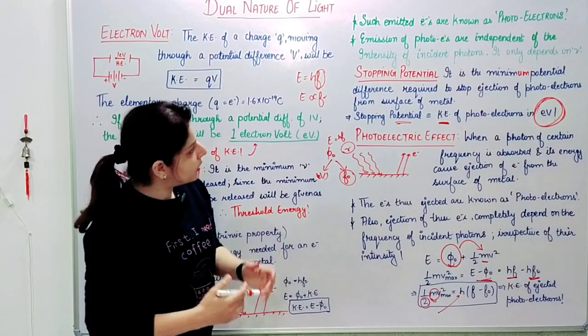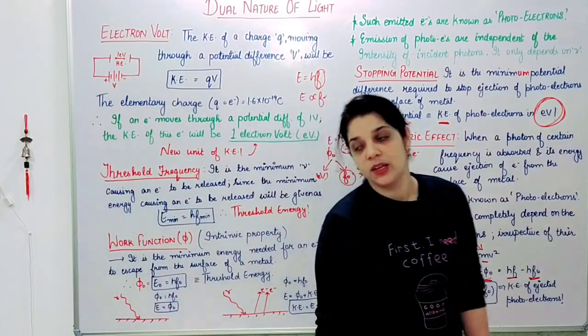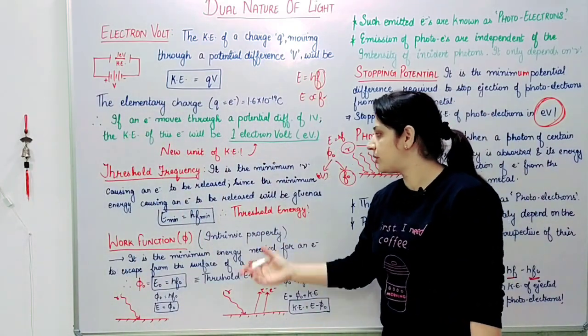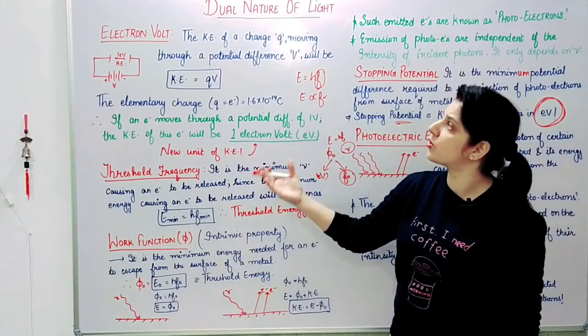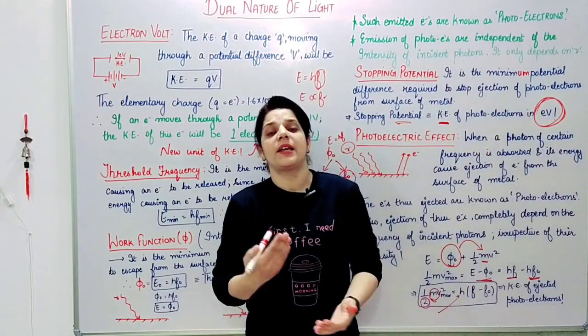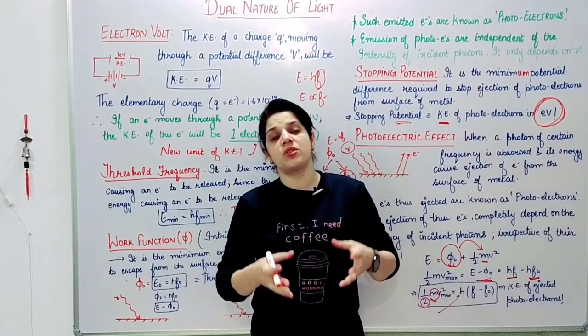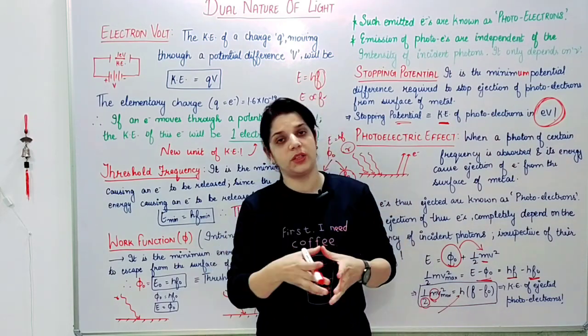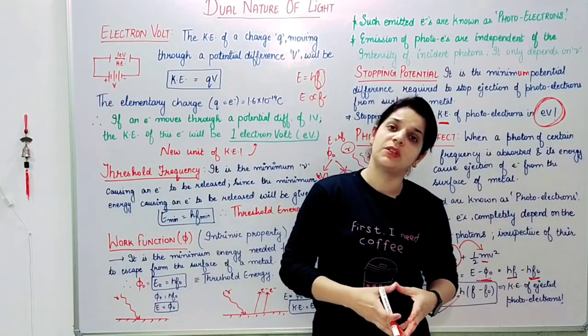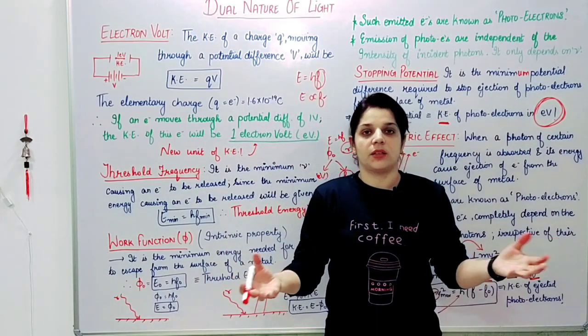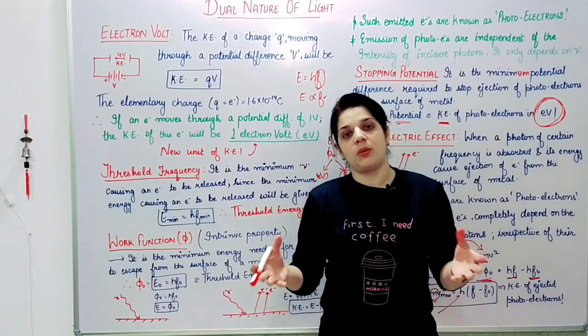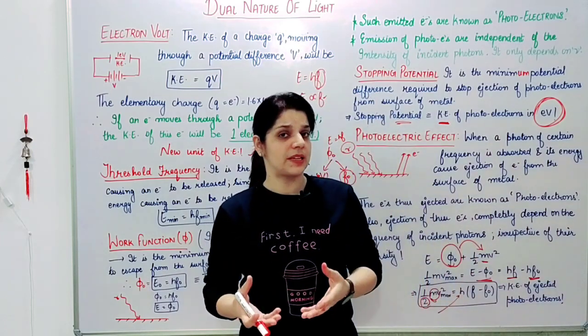This is all about the photoelectric effect, stopping potential and work function, threshold energy, threshold frequency, definition of electron volt, ionization energy, excitation energy, collision of electrons, how these collisions occur, how the energy is absorbed, what are energy levels. Anything else? No, that was it. This is all about this topic. This is all about this lecture.